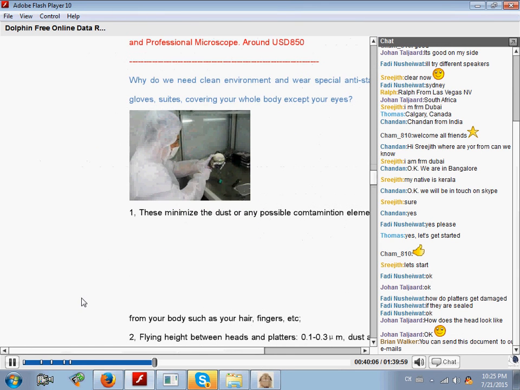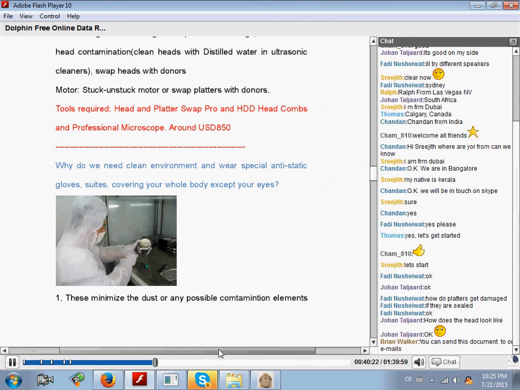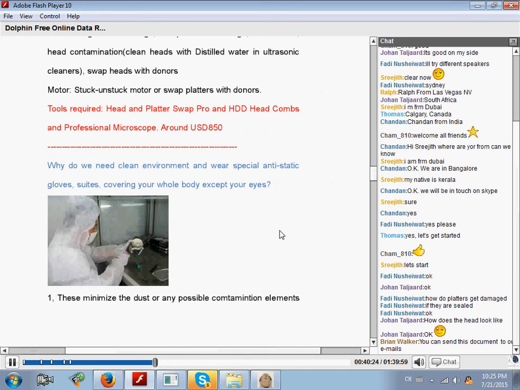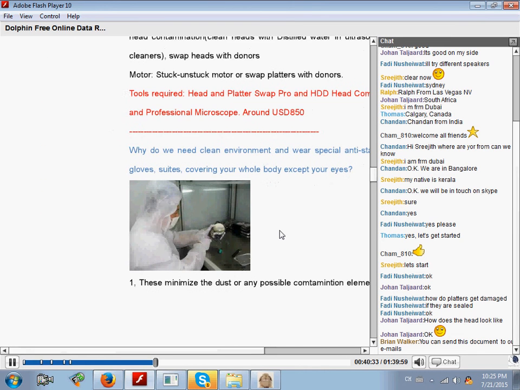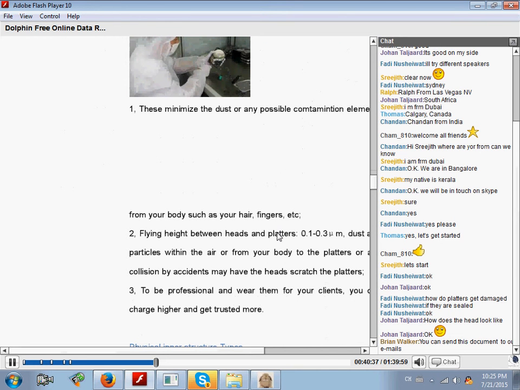So people also ask me why we need a clean environment and special anti-static gloves and suits, covering your whole body except your eyes. They ask me why. Whenever you need to open the hard drives, you need the clean environment, and you need to wear such kind of gear. Why? Let me explain to you.